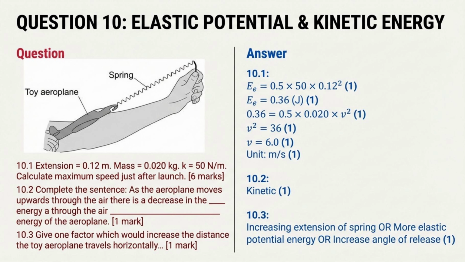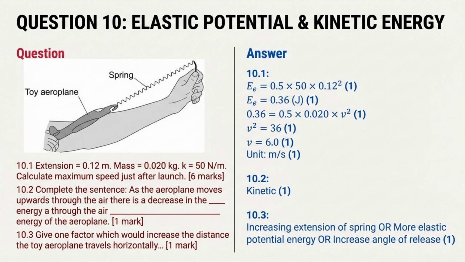So calculate the spring energy first. Yes. Elastic potential energy is 0.5 times the spring constant times the extension squared. So 0.5 times 50 times 0.12 squared. That comes out to 0.36 joules. Right. Now we set that equal to the kinetic energy equation, which is 0.5 times mass times velocity squared. So 0.36 equals 0.5 times 0.020 times v squared.